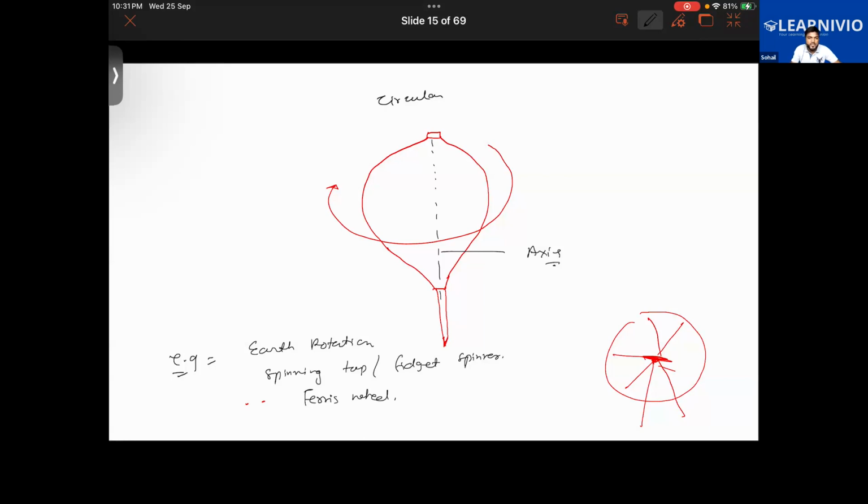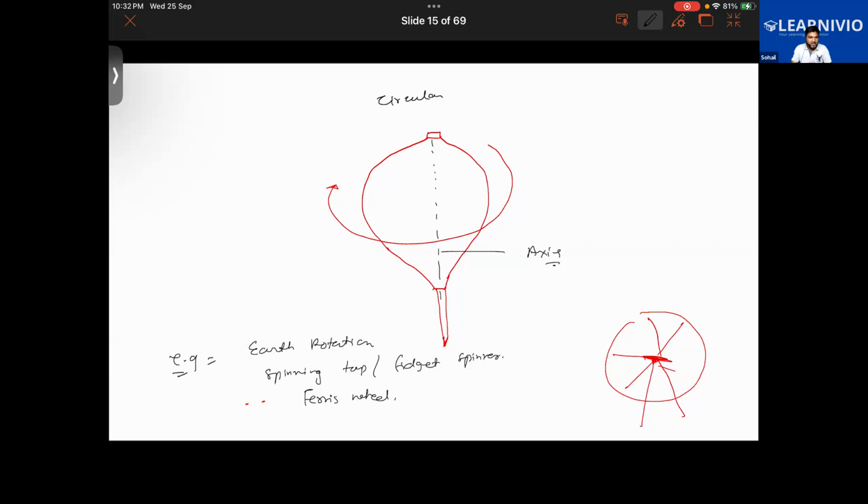What is the purpose of a fidget spinner? It's nothing but to just play. It's a toy to play. It doesn't serve any specific purpose, just for fun, just spinning it. Just like this spinning top, it doesn't have any purpose. It's a toy to be played. In a similar manner, fidget spinners are there.